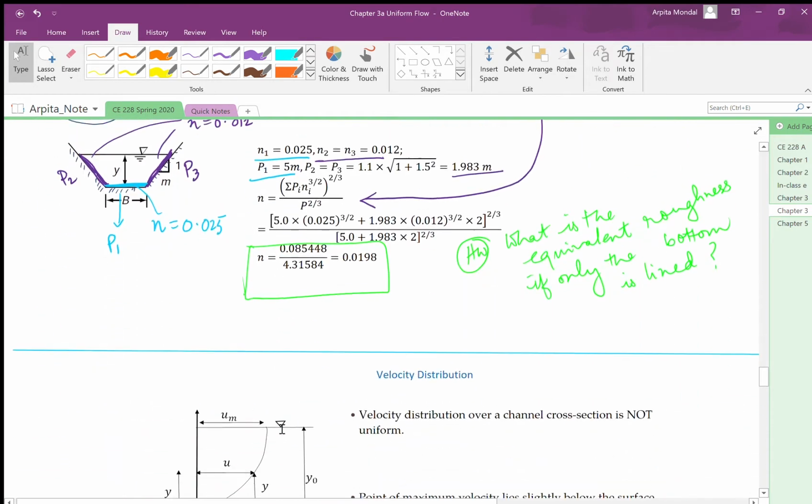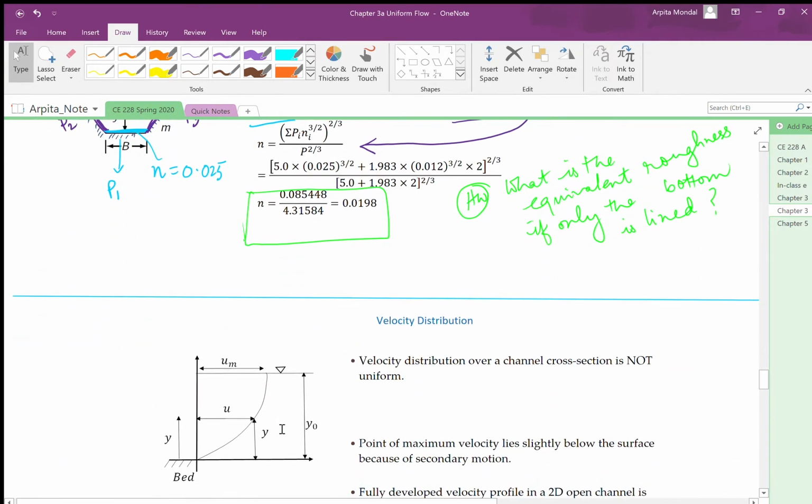Now, what happens in reality is when we have an open channel, particularly one where B by Y naught, which is the uniform flow depth or the normal depth, is large, flow is two-dimensional. And hence the velocity distribution over a channel cross-section is usually not uniform.